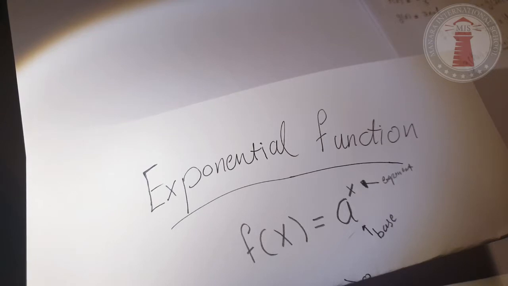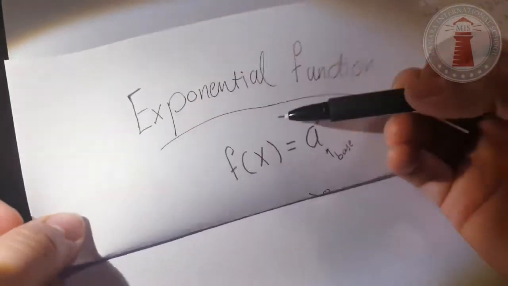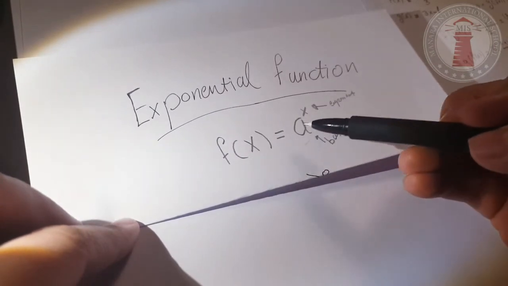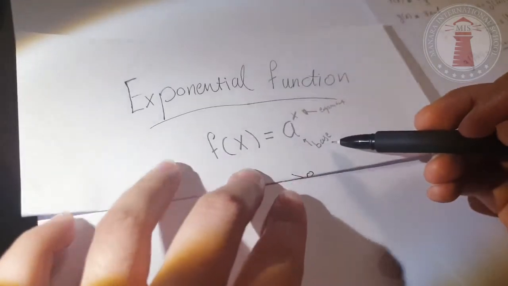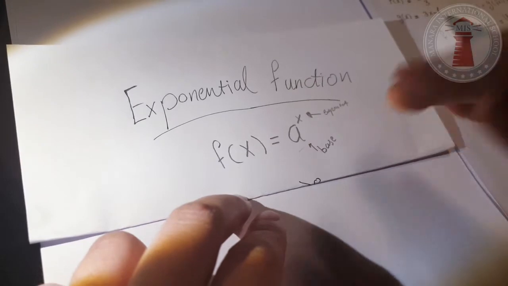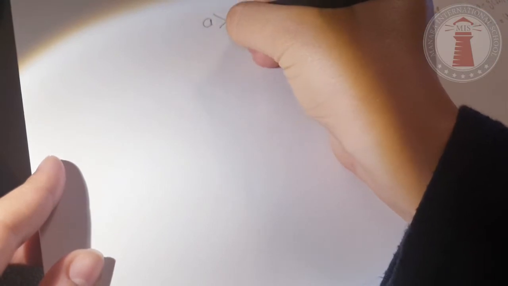So first, let's talk about how this function looks like. Now, the exponential function general formula is f of x is equal to a to the power of x, where a is the base of the function and x is the exponent. Okay, here there is a condition for this to work. A, which is the base, must be, here I'm going to write it here, a must be greater than 0.